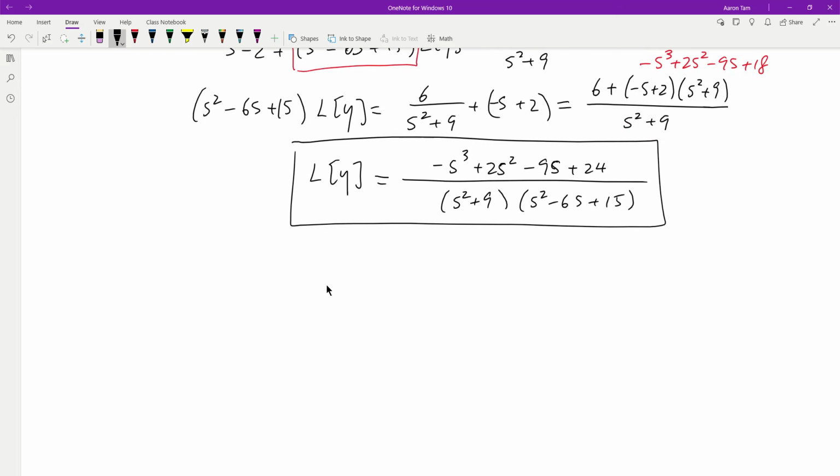So now is our second step. We completed the first step, so now the second step is basically to do partial fraction decomposition. What I'm going to do is just focus on the fraction, and I'll attach it to the Laplace transform of y once we figure out what this is.